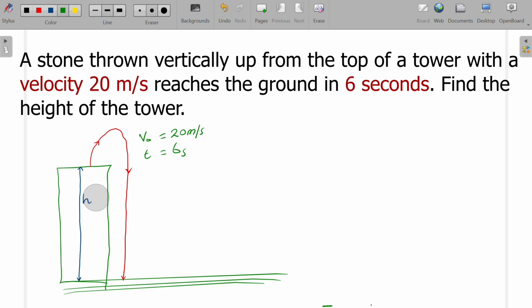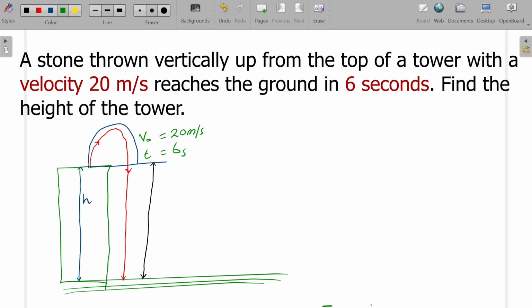So how do we break that down? We're going to break it down as two different journeys. We'll have a journey starting from this point up to its highest point and back to this starting point here. And then we'll have another journey from this point coming down, which is the height we are looking for. We'll divide it in that format so that we can understand fully what is happening.